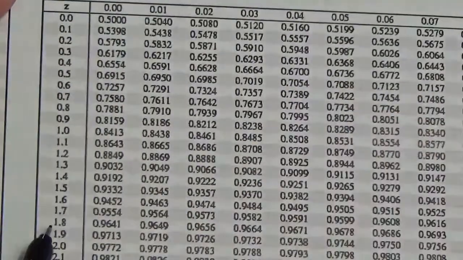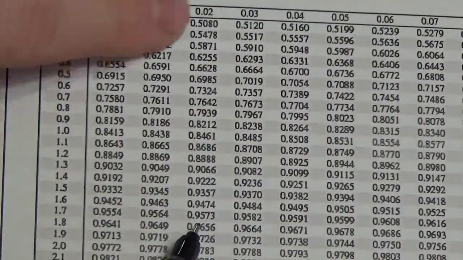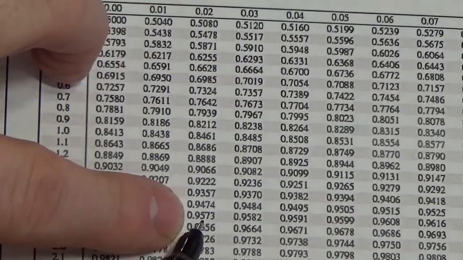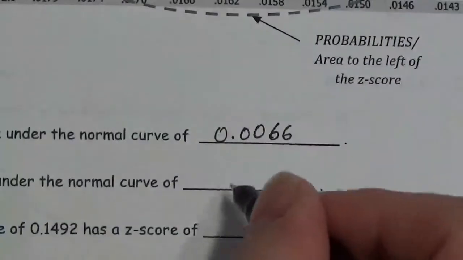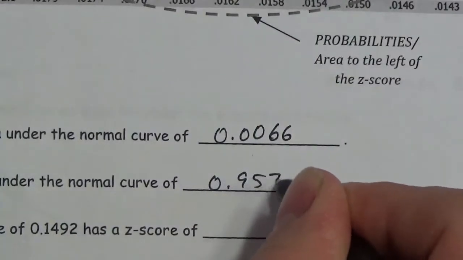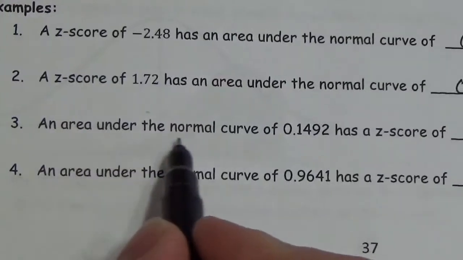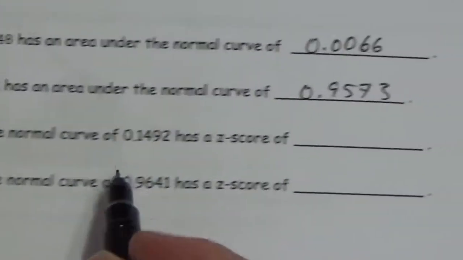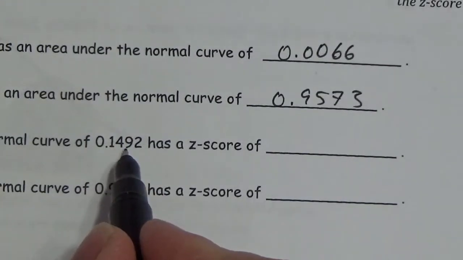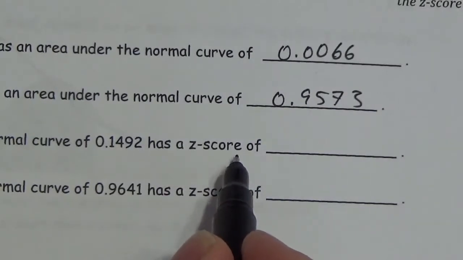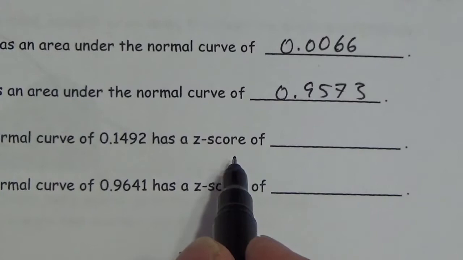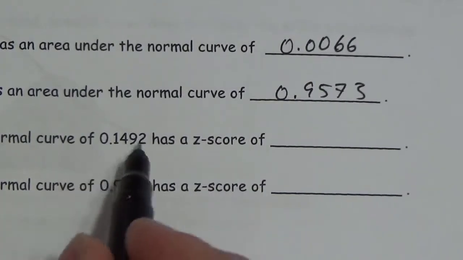So let's see that. 1.7, 2, so 0.9573. So right here, 0.9573. I want an area under the normal curve of 0.1492 has a z-score of? Well, gee, now I'm asking you to go backwards and to get the z-score given this area.